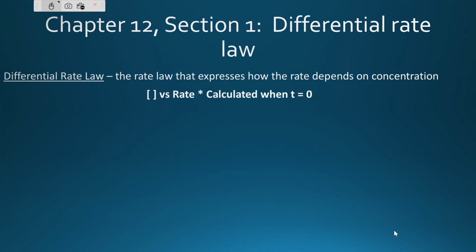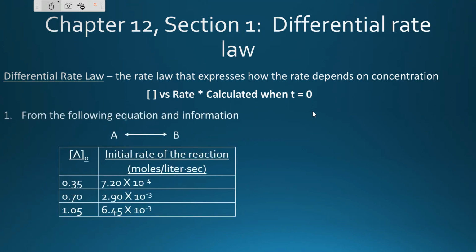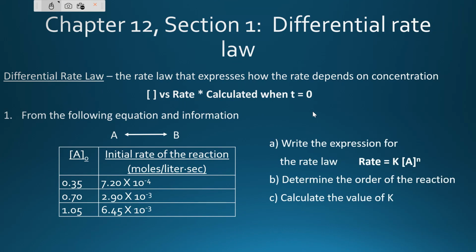And notice that when we have our concentration versus the rate here, we start calculating when time equals zero. So this is going to get into half-lives and everything else, but we start from the very beginning of this reaction. Okay, so really, we're given a set of data. That's the best way to describe it. We have our concentrations along the way.